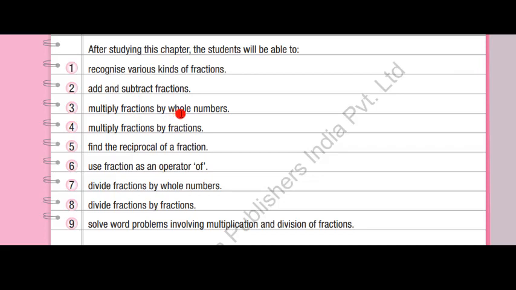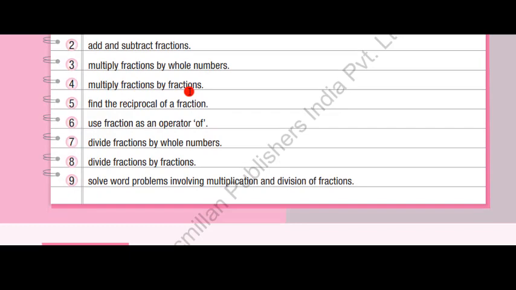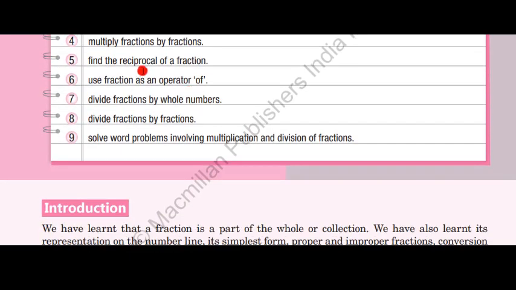Then multiplying fractions by a whole number. The whole number chapter you must have studied in the 6th standard. The same thing will be applied here, and they will now get multiplied. Multiplying fractions by a fraction. How we are going to multiply when two fractions are given. How to find the reciprocal of a fraction. And then using a fraction as an operator of.